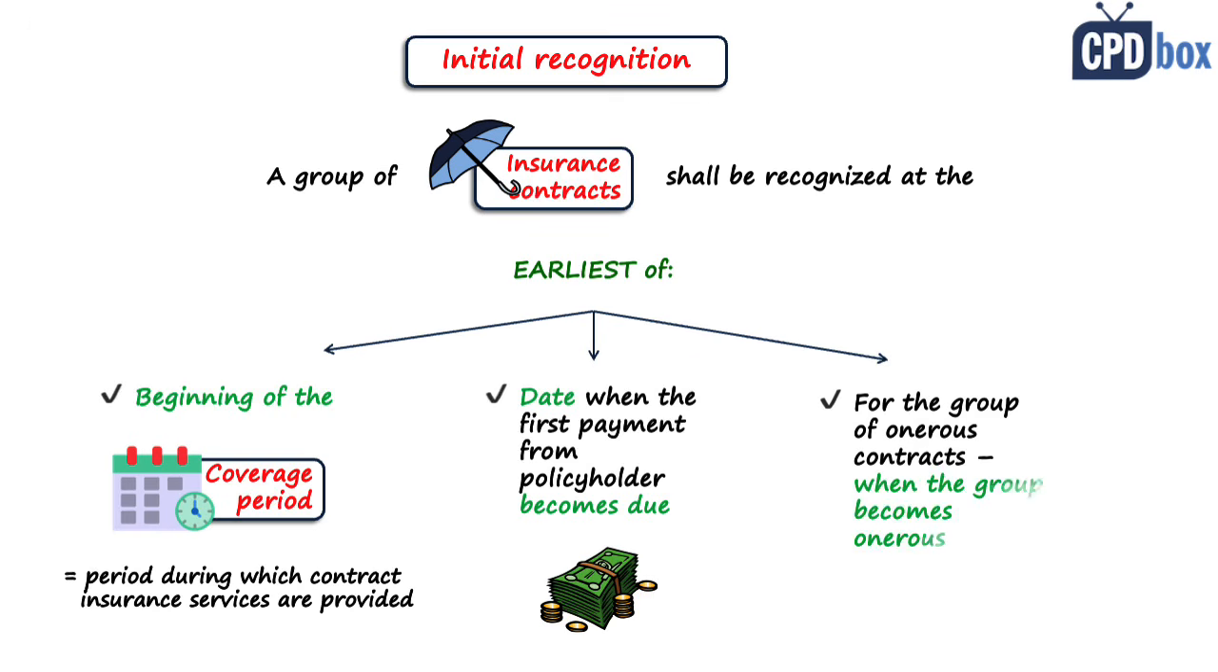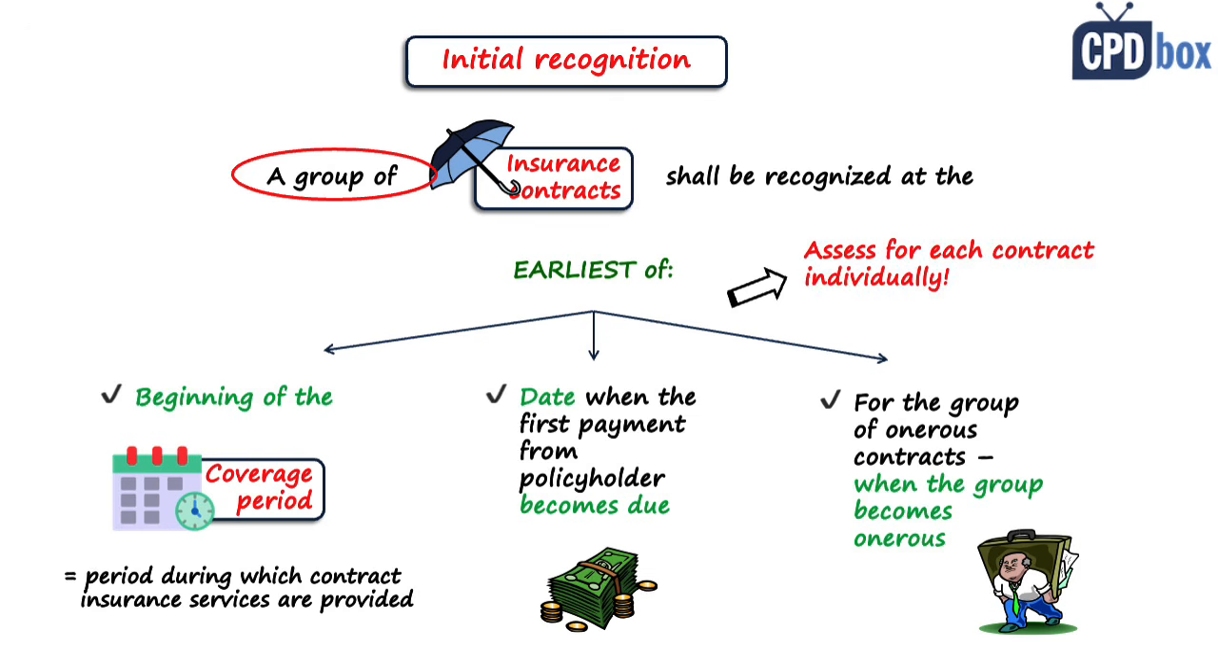And then for the groups of onerous contracts, the day when the group becomes onerous or loss-making. Remember that we're talking about the group of contracts, not individual contracts, because IFRS 17 is based on the groups. But I need to say that this assessment of the initial recognition is made for the contract individually.